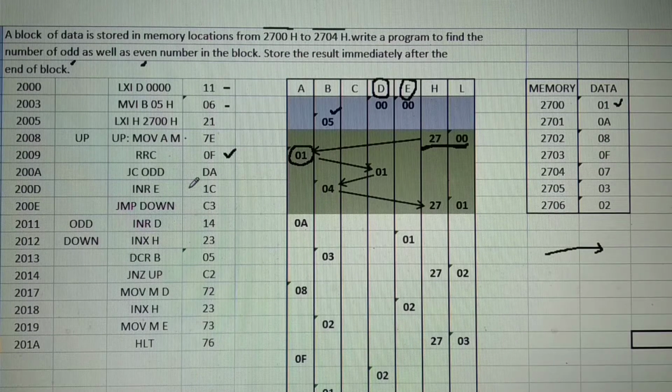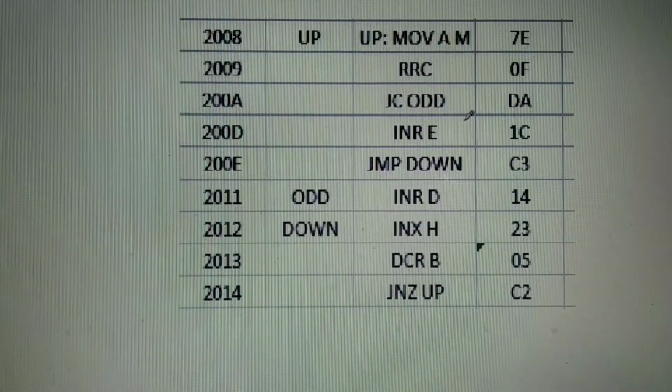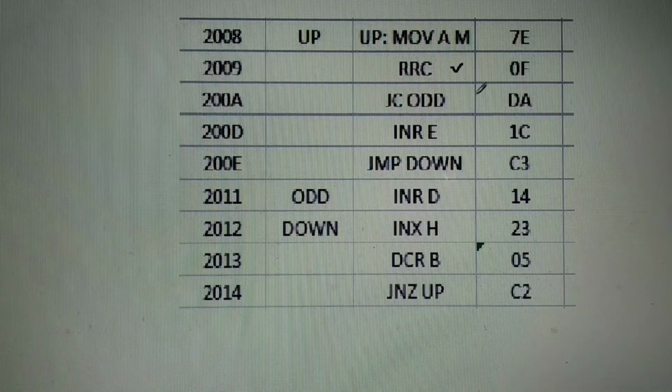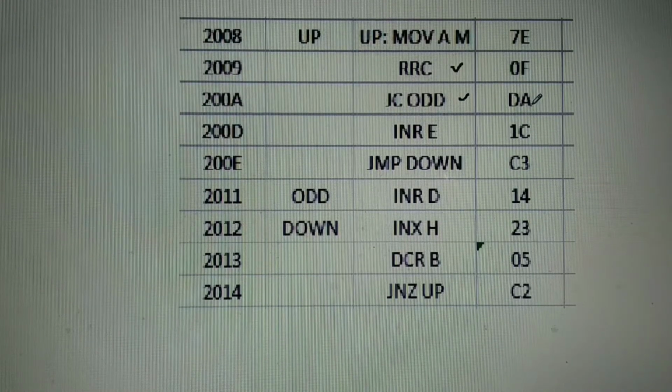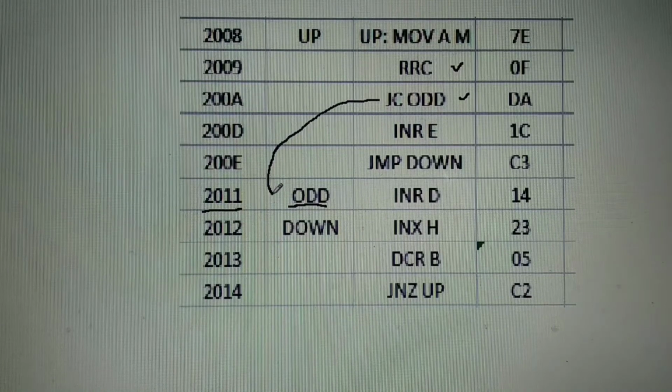I will show this with a new slide. If carry is there, then the number is odd. When the number is odd, you have to go to the instruction at label odd, which is at memory location 2011. If carry is set, go to the instruction at label odd, that means the condition is satisfied. Take a jump to that particular memory location and execute that instruction.